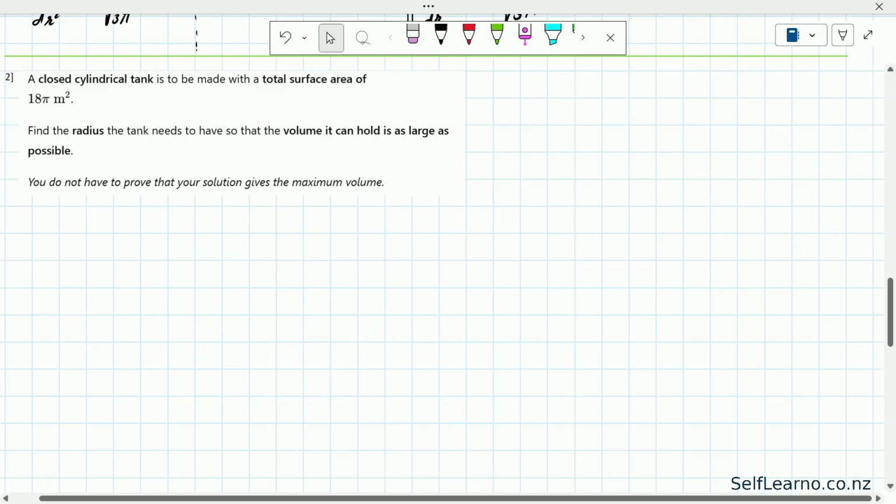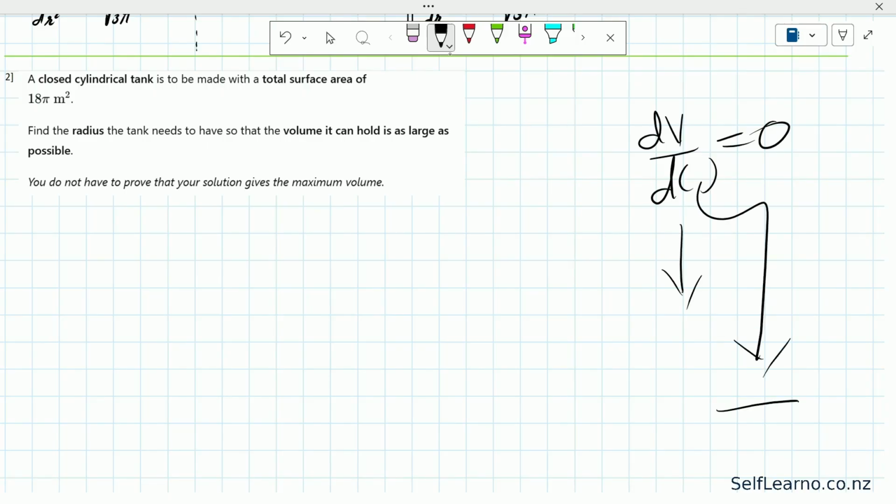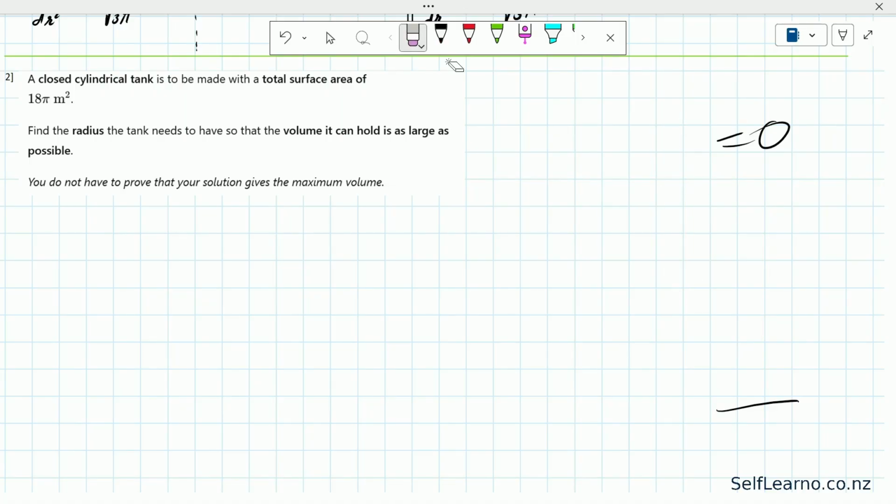I think this is the same type of question. A closed cylindrical tank, total surface area of 18 pi. Find the radius for the largest volume. So it is the optimization of volume, that's all. You want to optimize the volume. So your target must be something like this, equal to 0. That will give the value of this variable. That's all. Very easy. The same type of question.